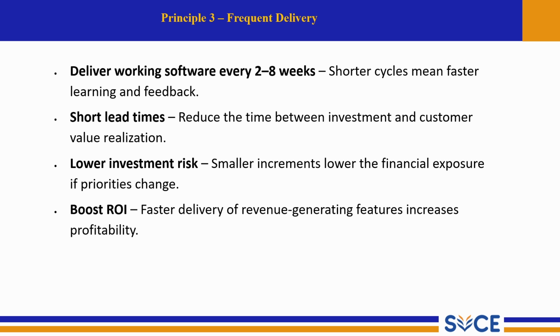And next one is lower investment risk. In traditional projects, companies invest a lot of money upfront without seeing the result for months or years. But Agile reduces risk by delivering in small increments. Even if priorities change midway, the work already delivered still has value and the financial loss is minimized.